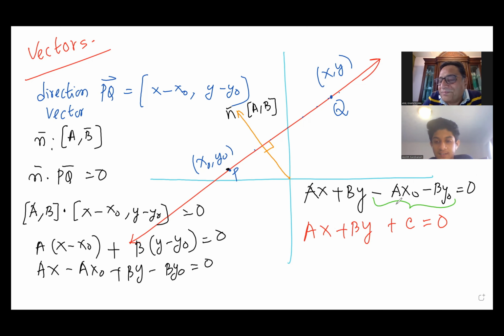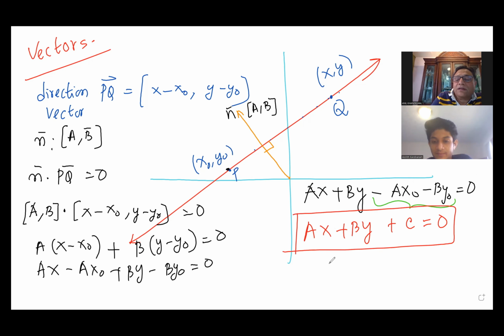Yes, sir. And this is our general form, right? This is the Cartesian general equation, where the normal to this particular line is the vector AB. Is that clear to you? Yes, sir. Got it. You understand the concept of normal, right?